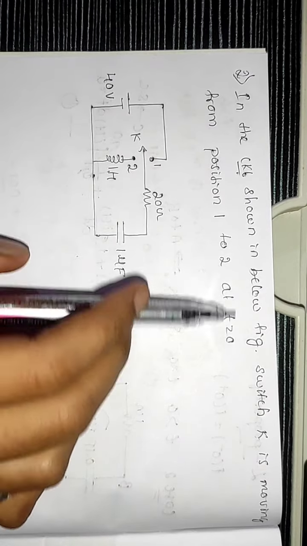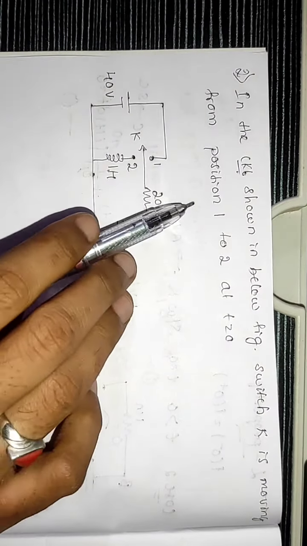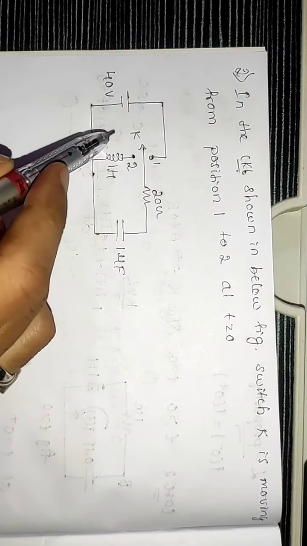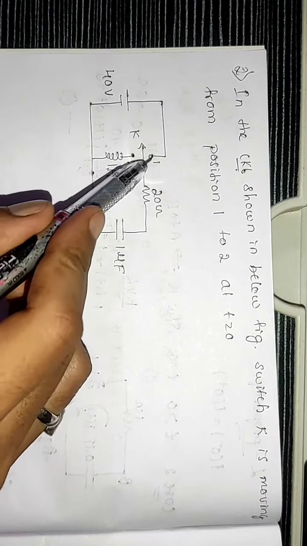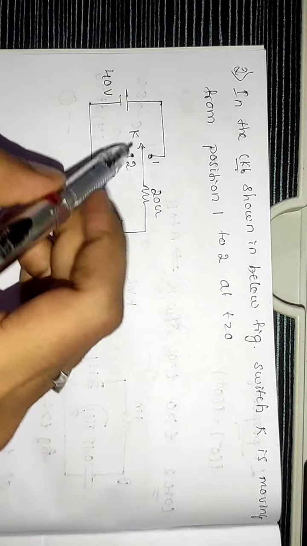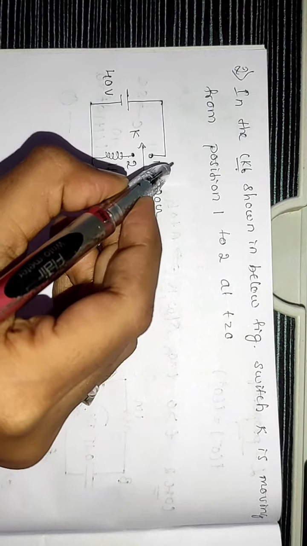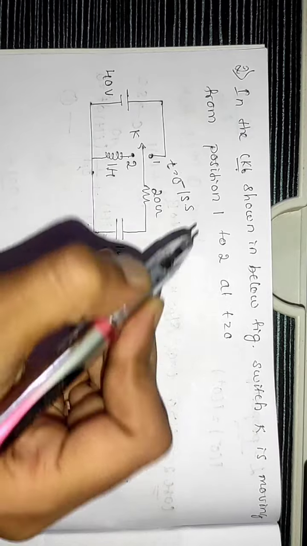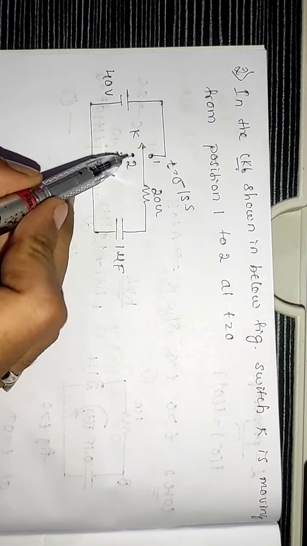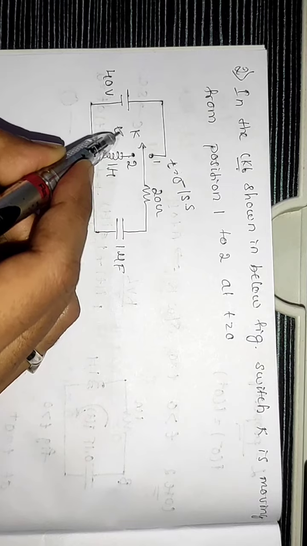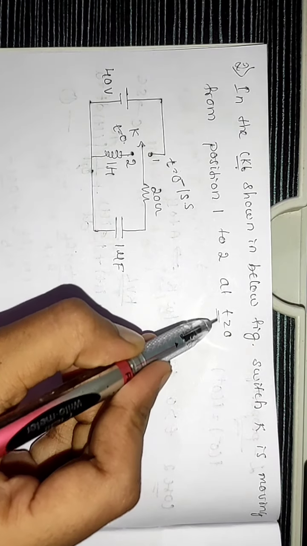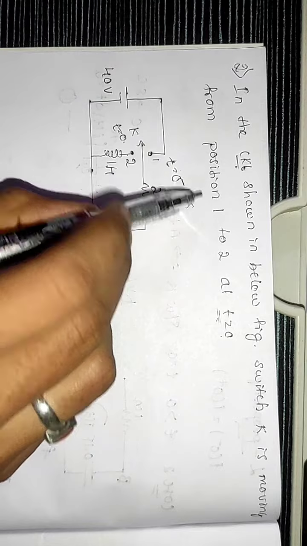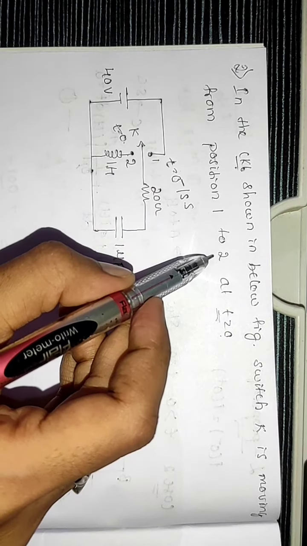Next problem: in the network shown in the figure below, the switch K is moving from position 1 to 2 at t equals 0. K at position 1 means t equals 0 minus, the steady state condition. When K is at position 2, it means t equals 0 plus. They have given that at t equals 0 the switch position changes from 1 to 2.